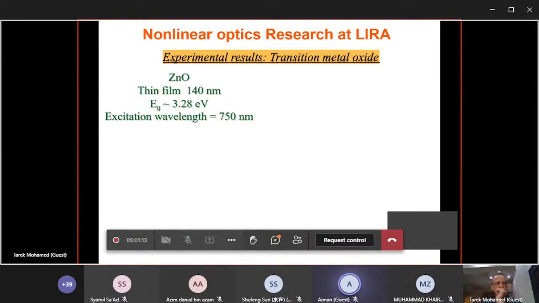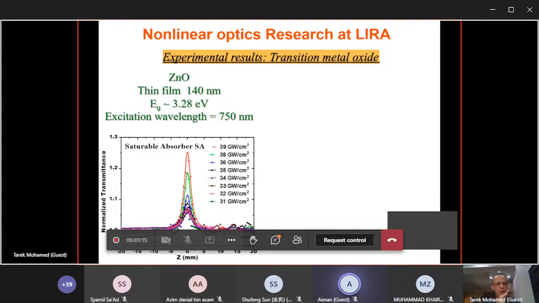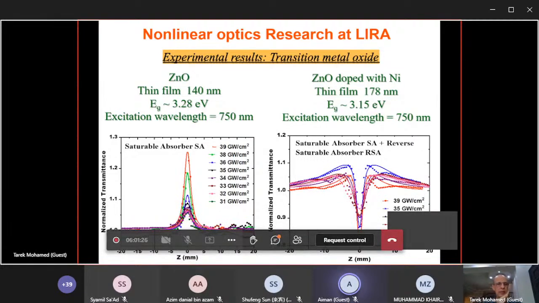And this one we also published in the Journal of the Optical Society of America B. We also tried zinc oxide itself, but with a different thickness, 140 nanometers. We change the wavelength, like 750 nanometers. And this is the normalized transmittance in open aperture measurements. You can see this peak, so we call it saturable absorber.